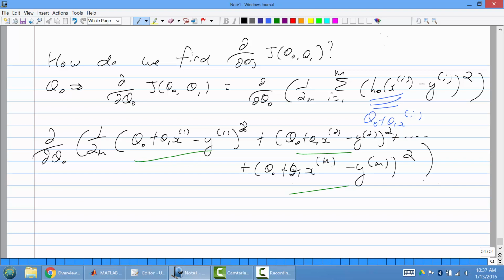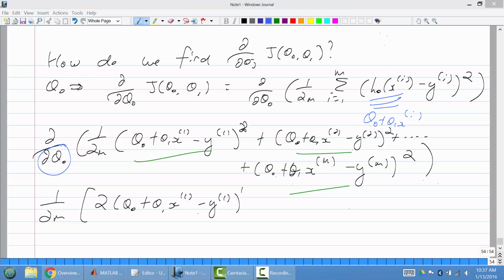So if you want to differentiate this, what do you have? You have the 1 over 2m on the outside. You bring this power down, so this is 2, and then this becomes to the power of 1, and then you have to differentiate the inside. It's the chain rule, right? Remember, I'm differentiating with respect to theta 0, so every single variable that is not theta 0, you treat as a constant. So when you differentiate this, theta 0 becomes 1, and this becomes 0, and that becomes 0, because you're differentiating with respect to theta 0. So this becomes 1.